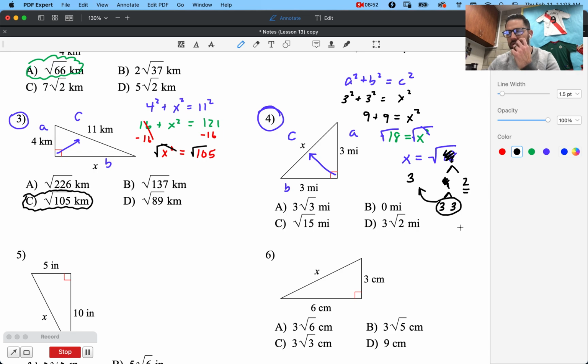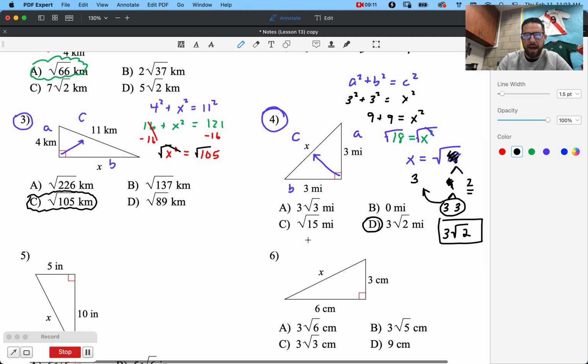Remember how we did that a couple weeks ago? Our leftovers stay on the inside. So our answer is really 3 on the outside. And we have our 2 on the inside. 3 rad 2, right? So which answer is that? That's D. Okay, beautiful, beautiful, beautiful. All right.